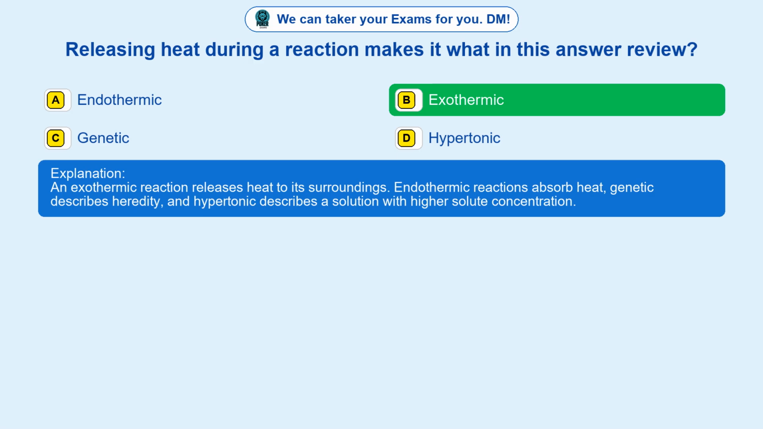An exothermic reaction releases heat to its surroundings. Endothermic reactions absorb heat, genetic describes heredity, and hypertonic describes a solution with higher solute concentration.